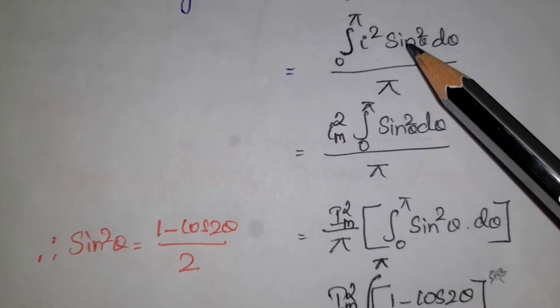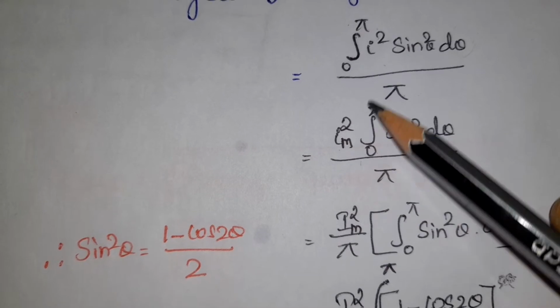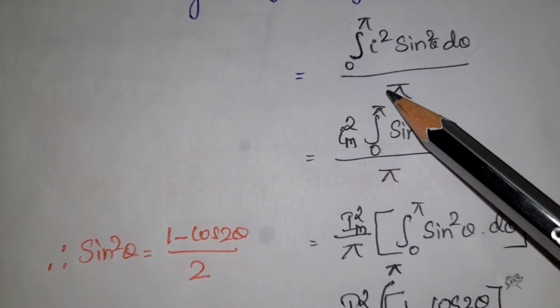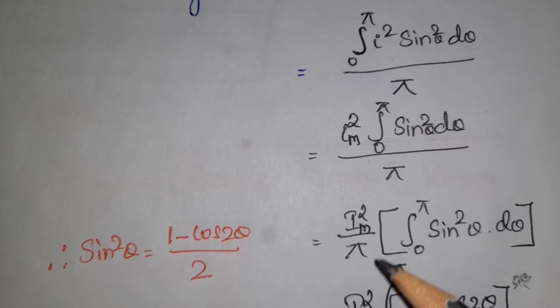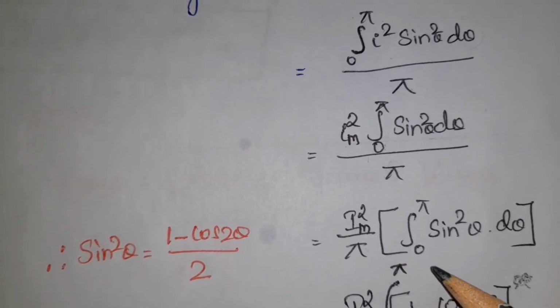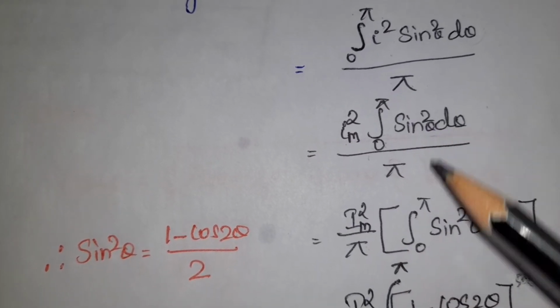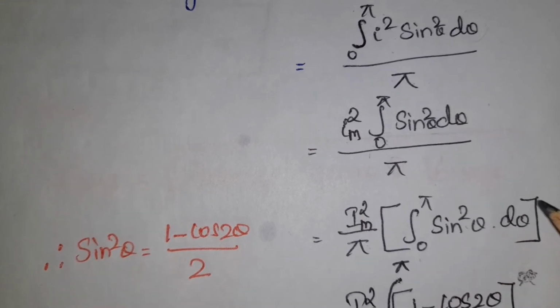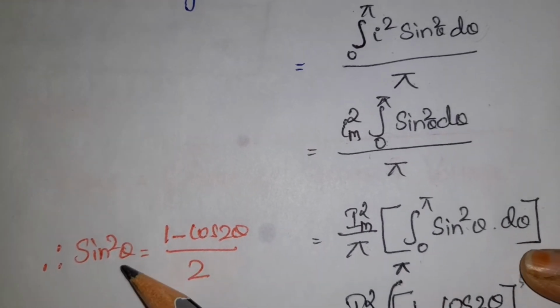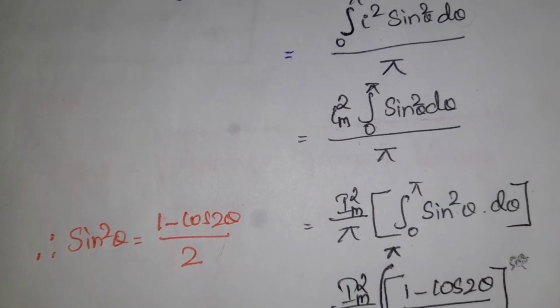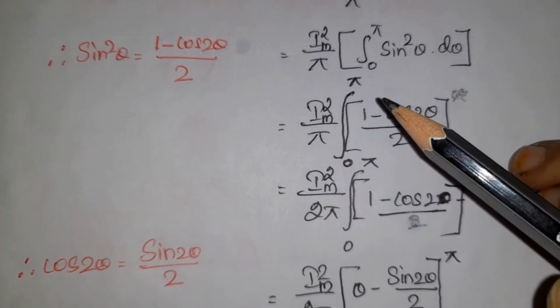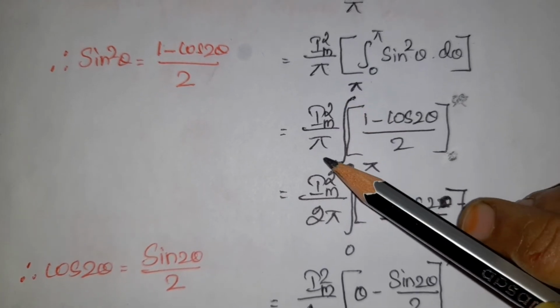So Im square divided by pi is a constant portion. So we have to write the formula for sin square theta. We already know sin square theta is equal to (1 minus cos 2 theta) divided by 2. So this is the formula for sin square theta. We have to write Im square divided by pi, and instead of sin square theta, we have to write (1 minus cos 2 theta) divided by 2.